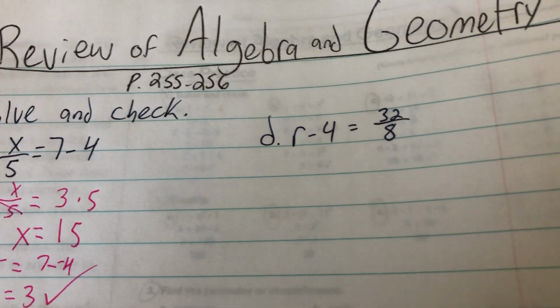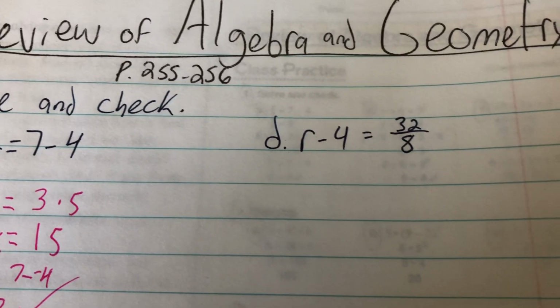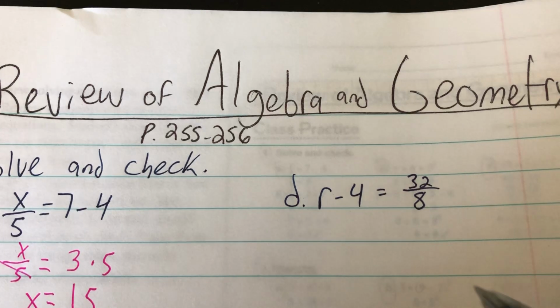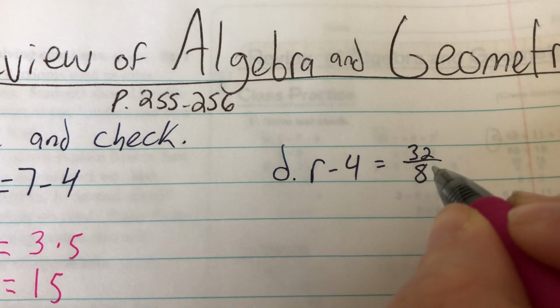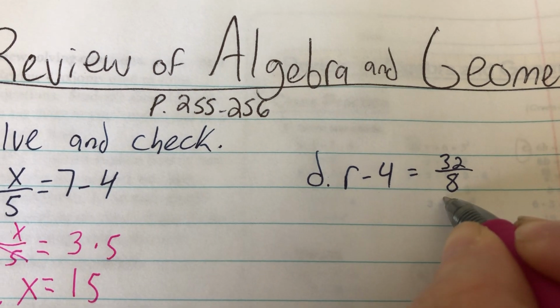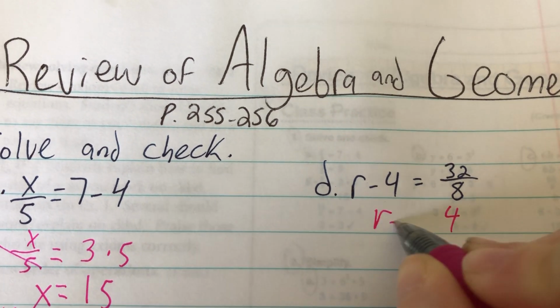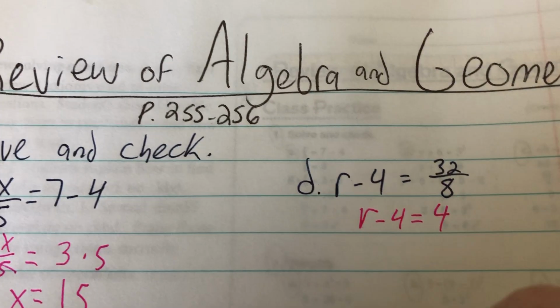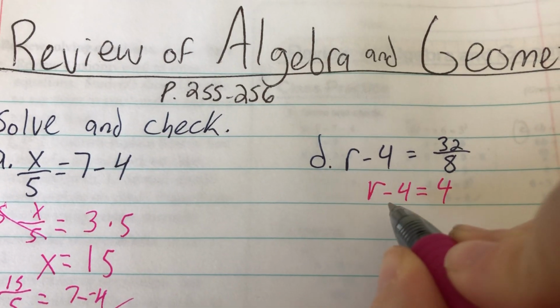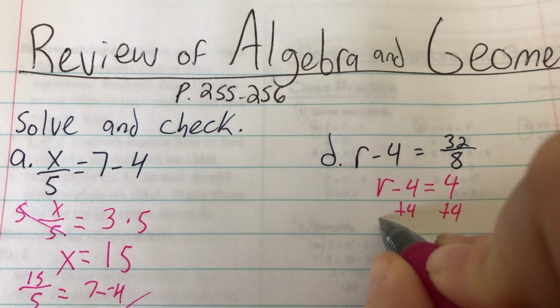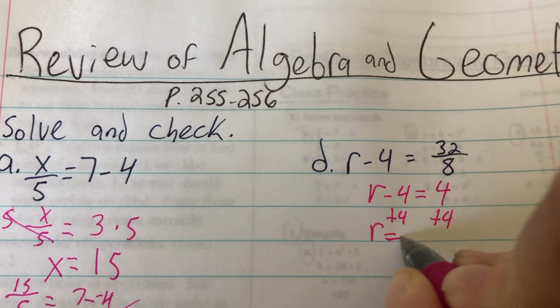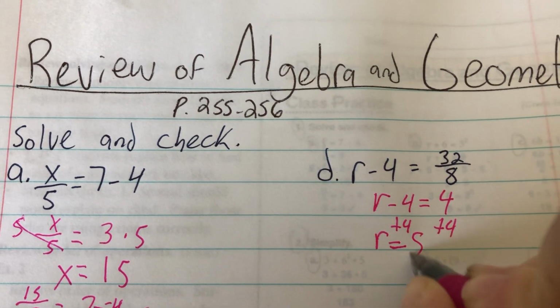On D, it wants us to subtract r minus 4, and it equates that to 32 over 8. So 32 divided by 8, I can simplify that to 4. So r minus 4 equals 4. To get r by itself, I need to add 4 to both sides, plus 4, and we'd have r equals 4 plus 4 is 8.